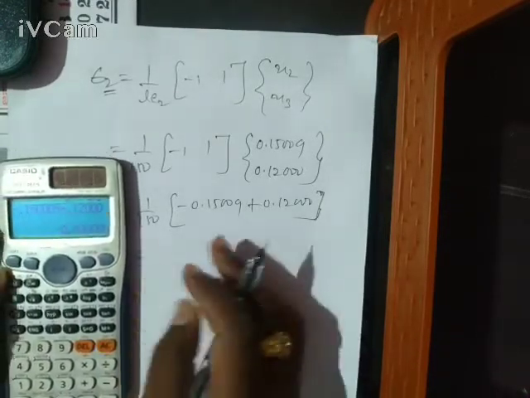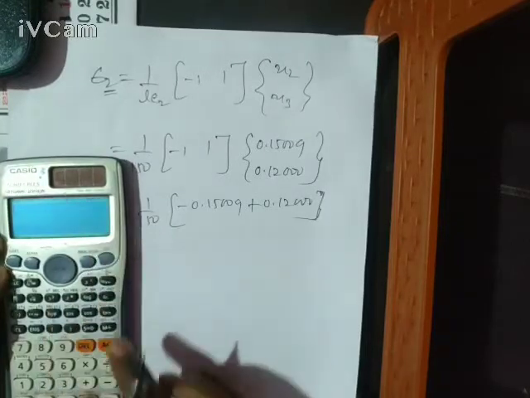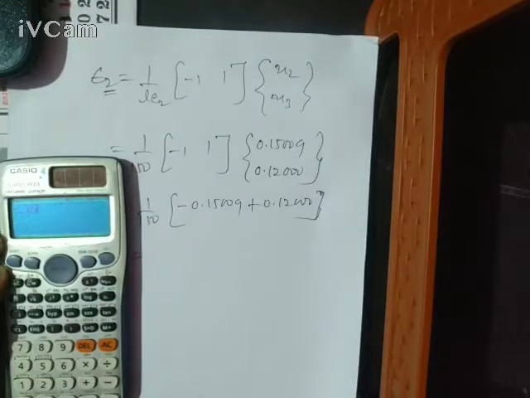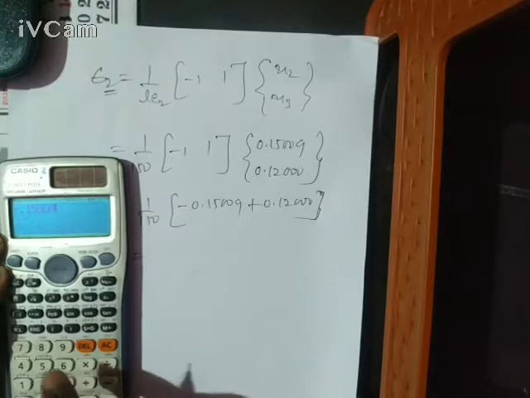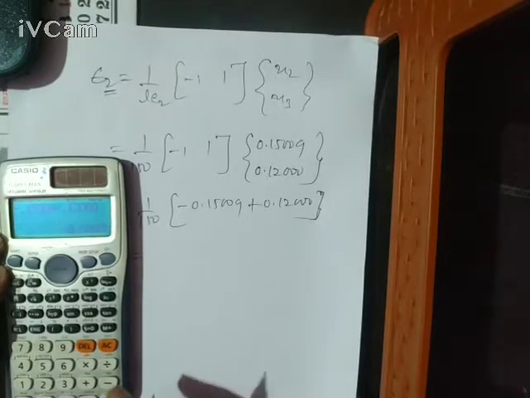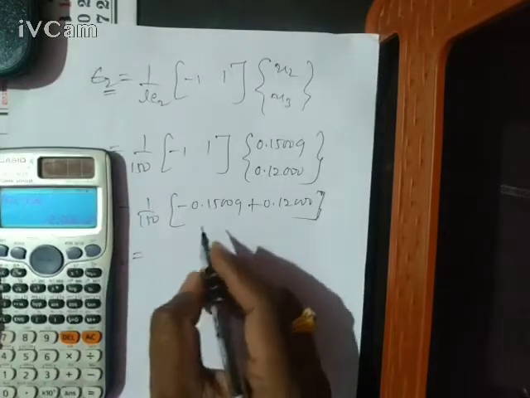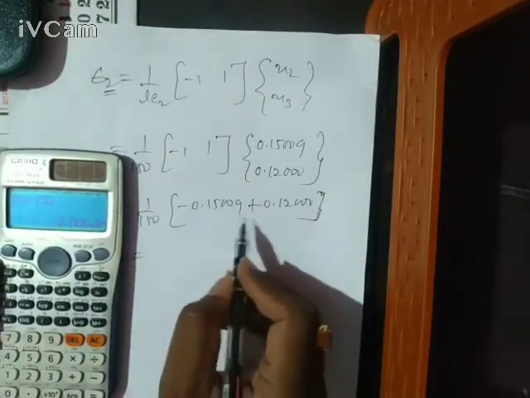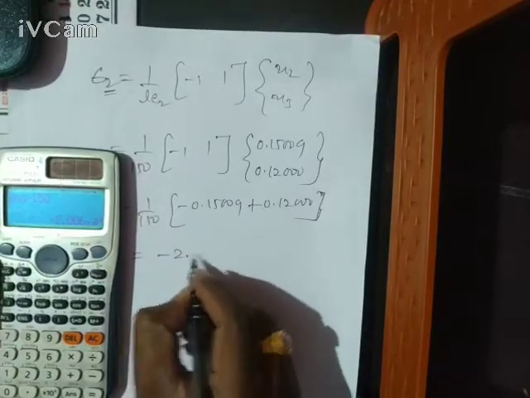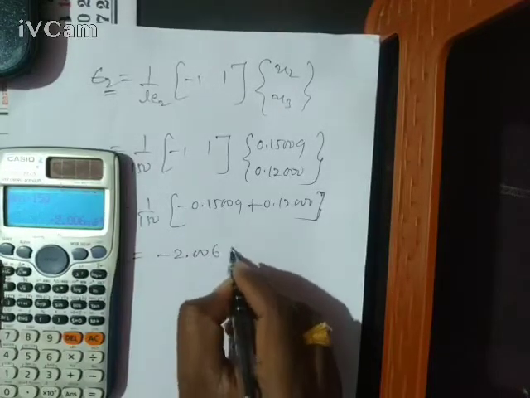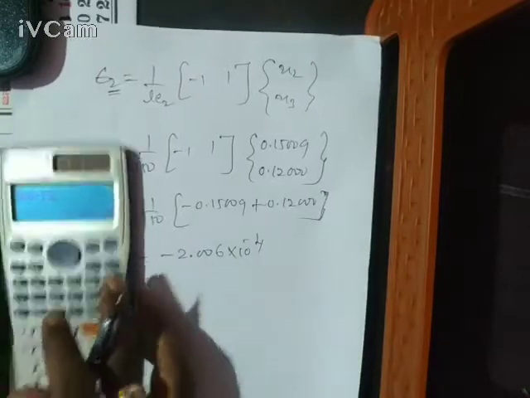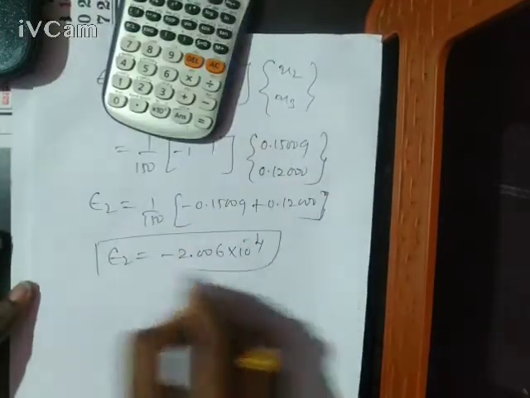Okay, so once again I will show you, minus 0.15009 plus 0.12000, divided by 150. So what am I getting? I have to divide this, so I will be getting minus 2.006 into 10 to the power minus 4. So this is my strain 2 value.